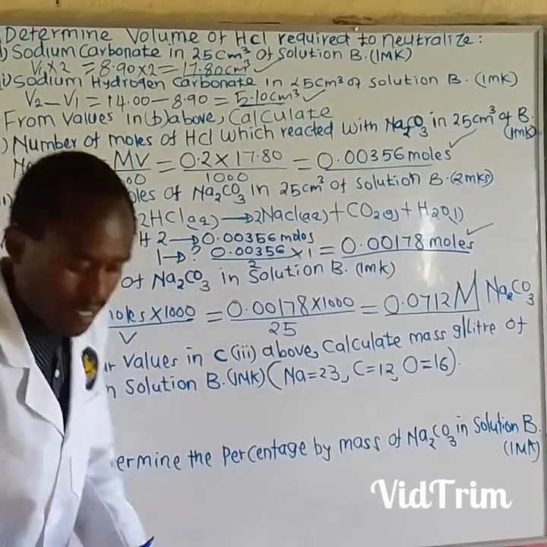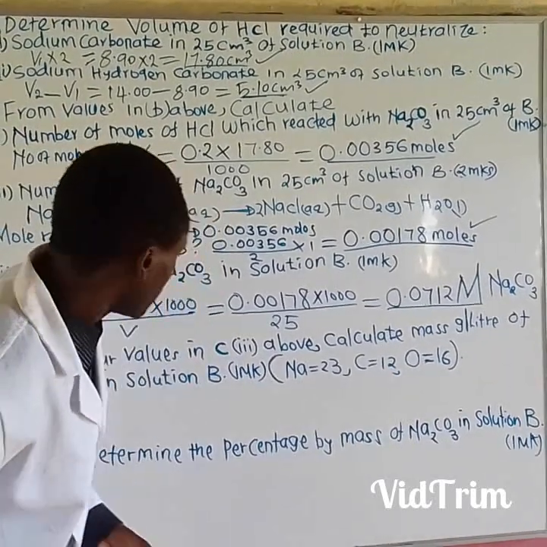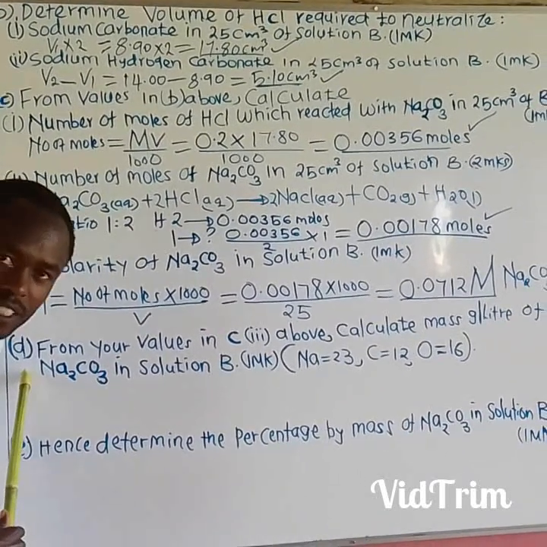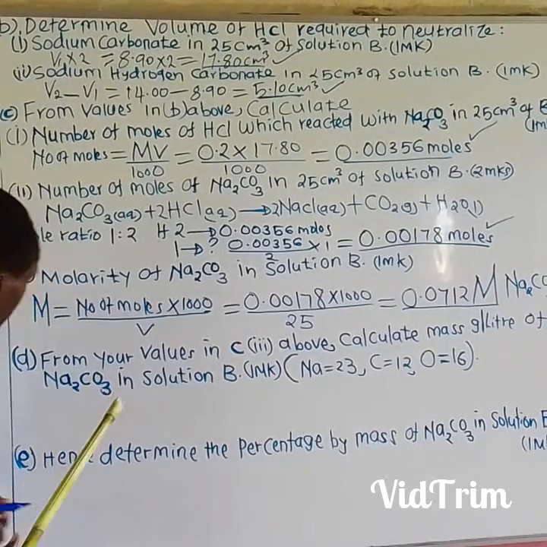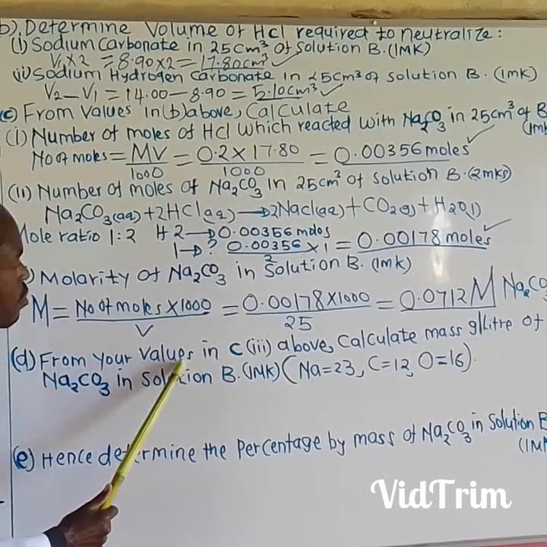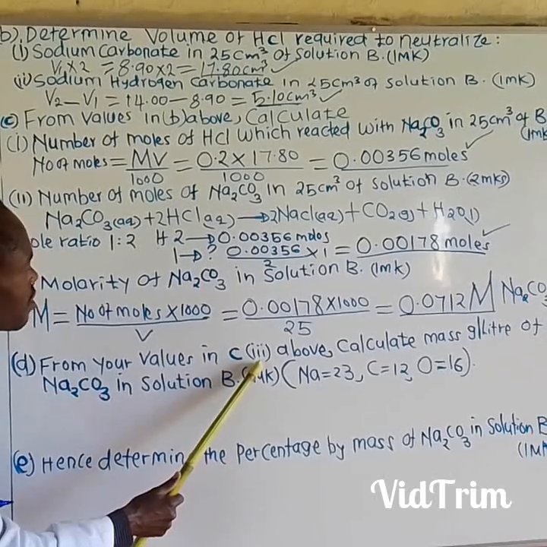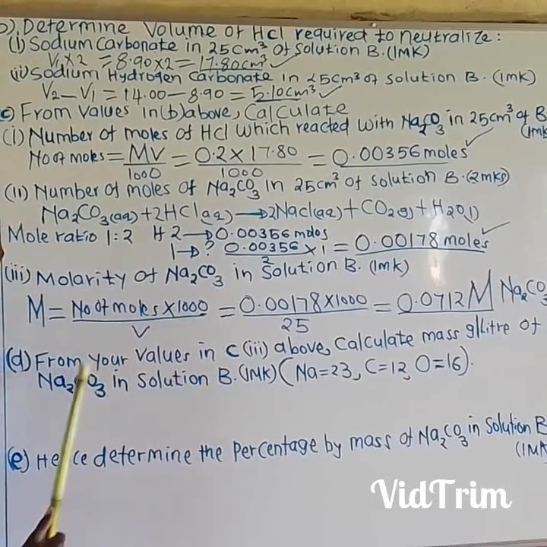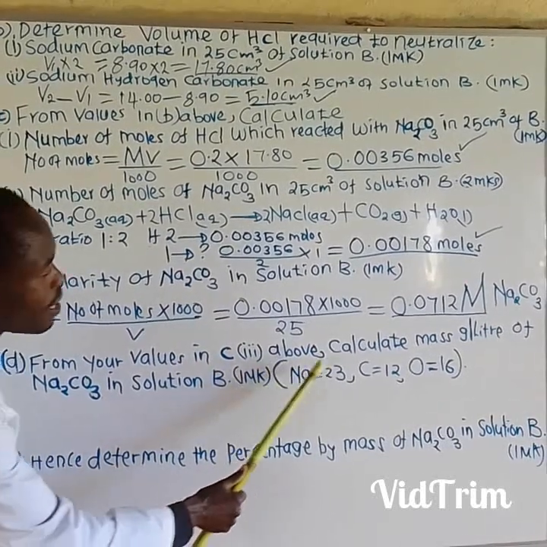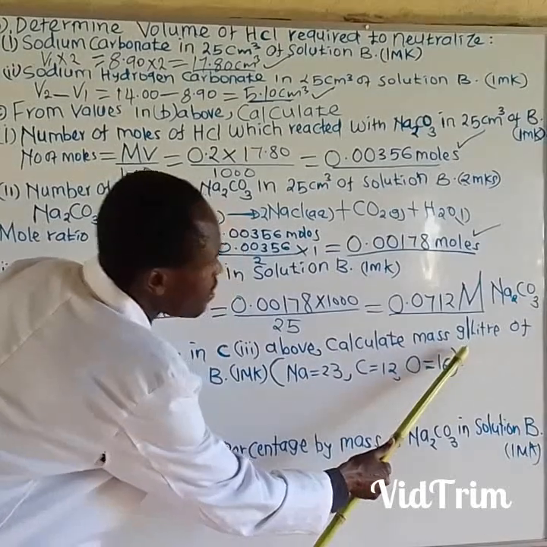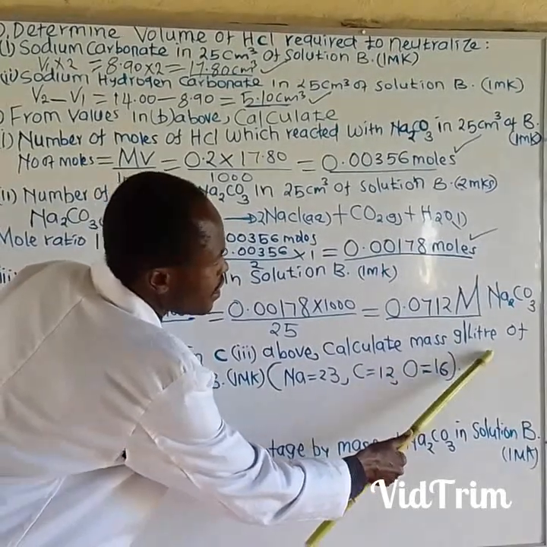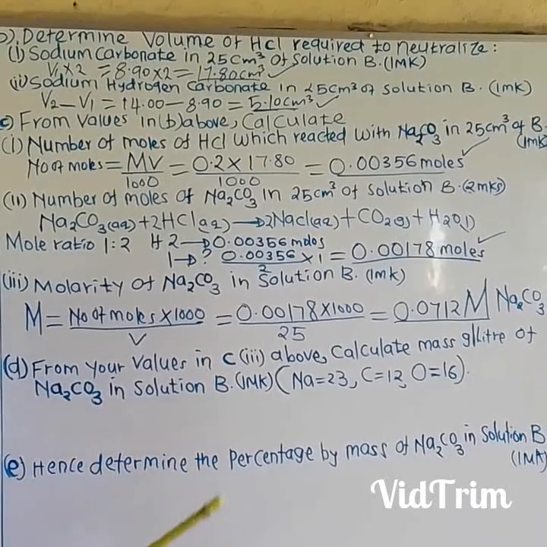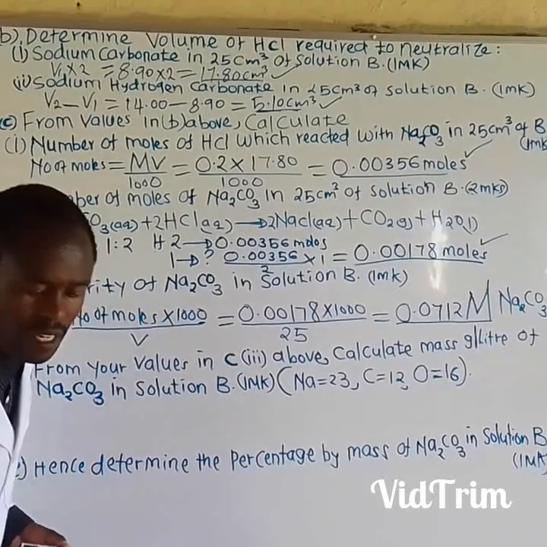Is it okay? Then, my student, we move on to question D, and I hope you are focusing well so that it is clear. From your values in C3, which is the molarity of sodium carbonate, they are saying calculate the mass in grams per liter of sodium carbonate in solution B. So you have to calculate the mass in grams per liter.